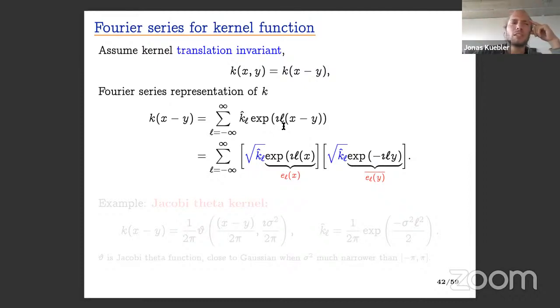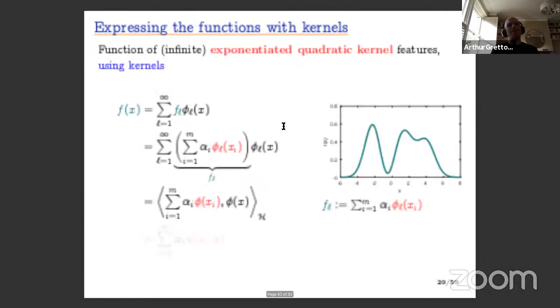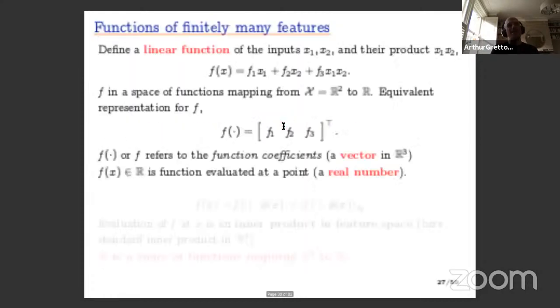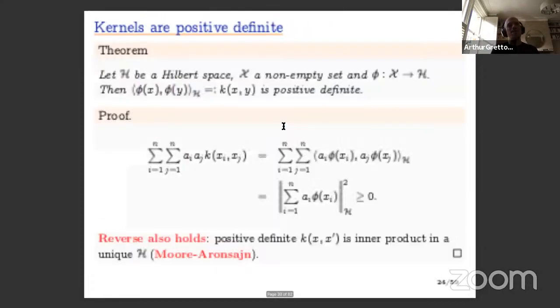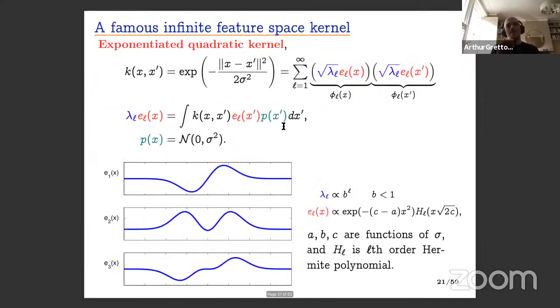Right. Yeah, I think for this it's helpful to go back a little further. Let's go back to this one. As a general rule, this is a general way to construct these kernels, where we use the eigenfunctions of our kernels with respect to some probability measure.